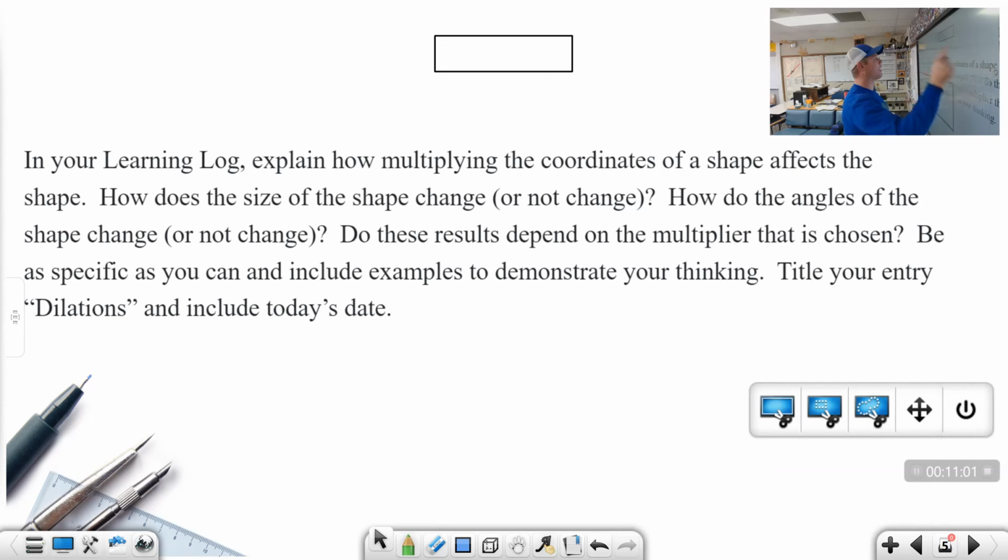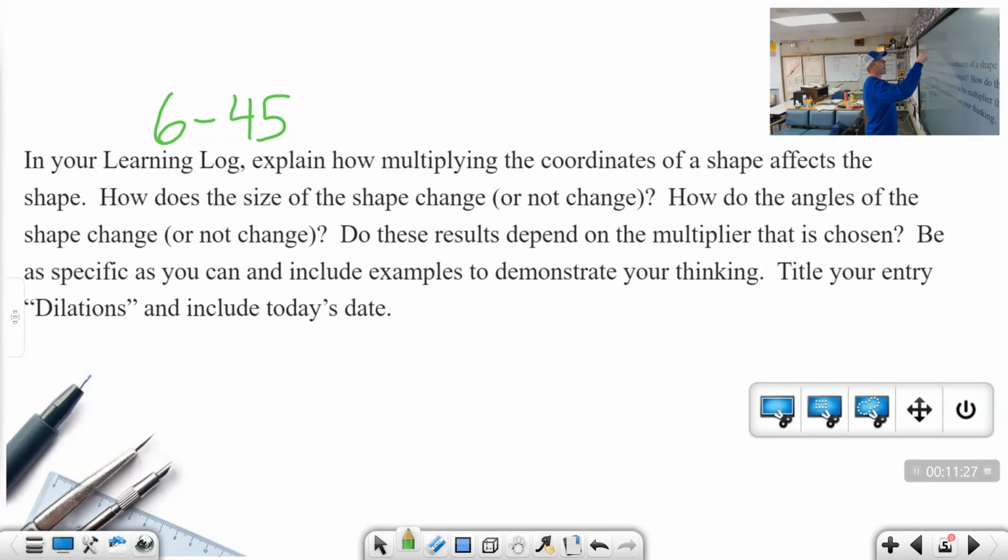And that's the key essence of today. That when I multiply the coordinates, I'm making the shape bigger, I'm making the shape smaller. If I multiply by a negative, I'm doing a rotation on the coordinate grid. Okay, it's kind of like saying, oh yeah, I'm going to make it the opposite. I'm flipping it.